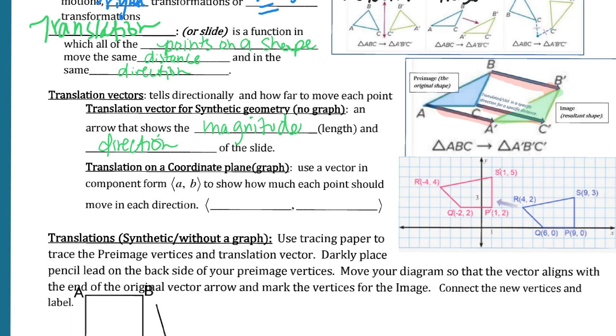Now on a coordinate plane, I want you to focus over here. Which one's the beginning, the pre-image? If you look carefully, this purple one has to be the pre-image because all of the points don't have a prime on it. So those are the beginning values. And this right here is going to be the image, or resultant shape.